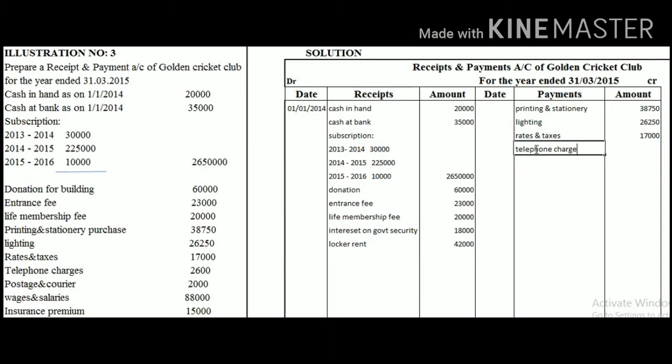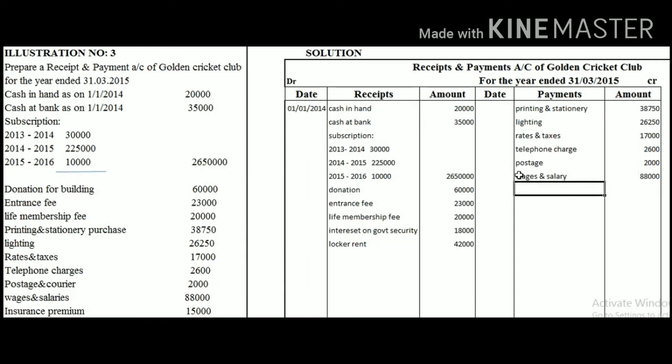What is the amount of telephone charges? Telephone charges is 2,600. The next item is postage and courier. Postage and courier is another expenditure. What is the amount of postage? It is 2,000. Then next item is wages and salaries. Wages and salaries paid. What is the amount of wages and salary? Wages and salary is 88,000.